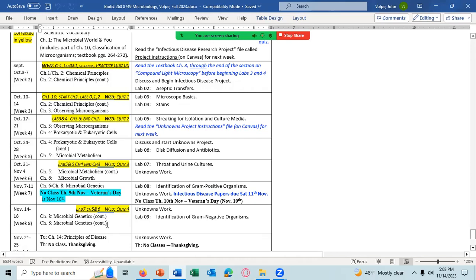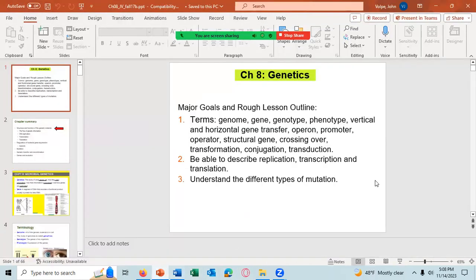All right, let's go on to chapter 8. And thank you for your assistance in reminding me where we were. So this is chapter 8. This slide is showing you the major goals and a rough lesson outline.